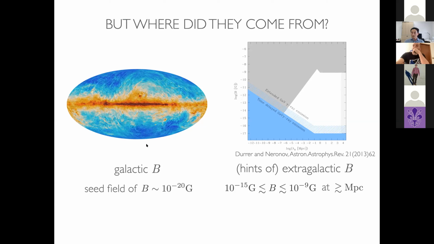Sorry, can I make a comment at this point? Sure. So what you described was a non-observation of GeV emission from a TeV source used as a hint for a magnetic field. In principle, to really claim detection, we would like, of course, to see this halo.